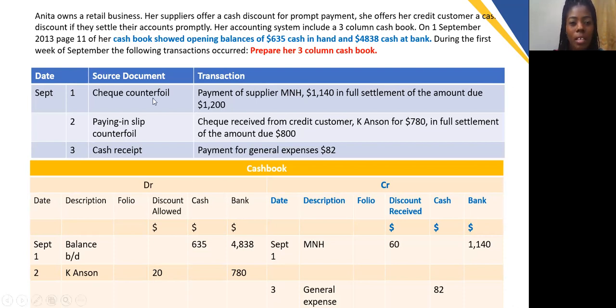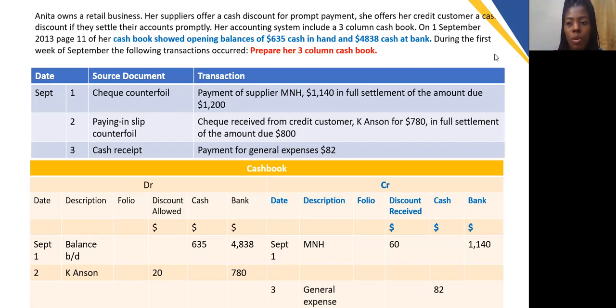So let's see. September 1st, we have source documents. Collection of the source documents is the first part of the accounting cycle. So once you have a transaction, you must have proof of that transaction, and that is where the source documents come in. The source document will be proof of that transaction. So we have a check counterfoil. That means that a bank transaction occurred.